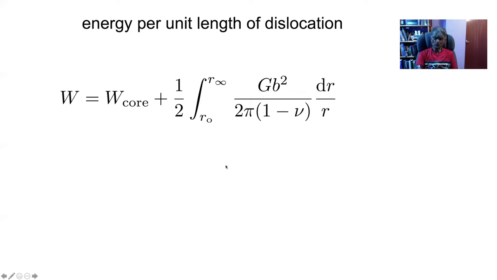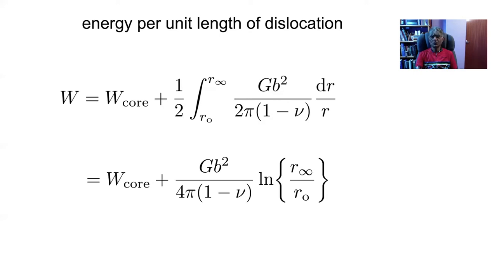So when you integrate the right-hand side, you end up with something that looks like this. You know, we have a dr over r here. Therefore, we end up with a log term. r naught is the radius of the core of the dislocation, and r infinity is the distance to which the strain field of the dislocation extends.